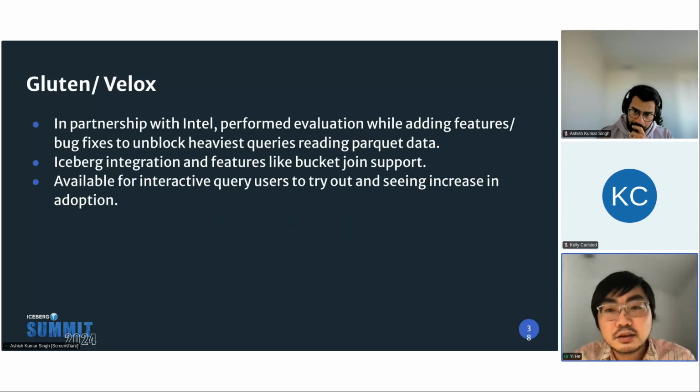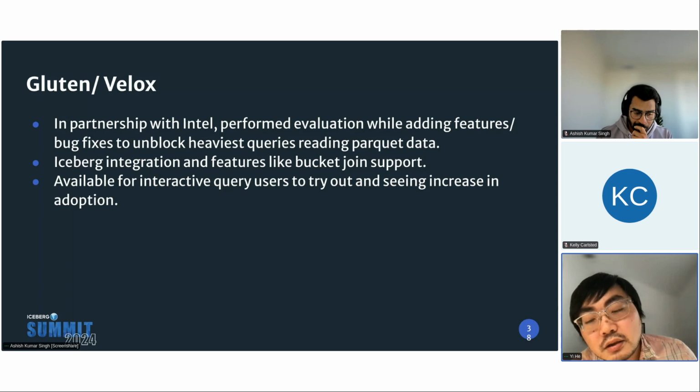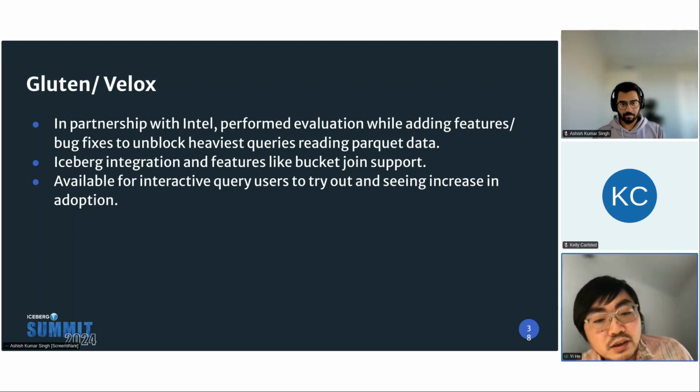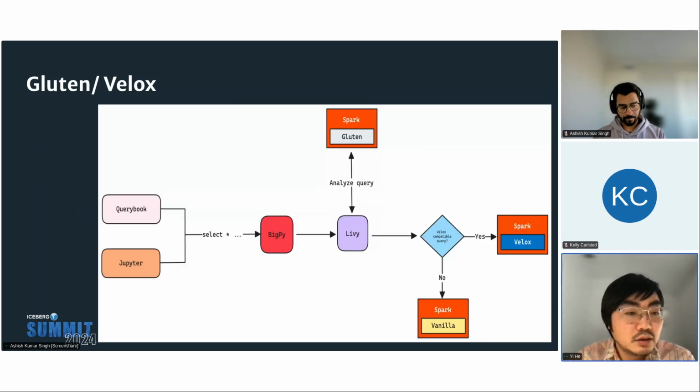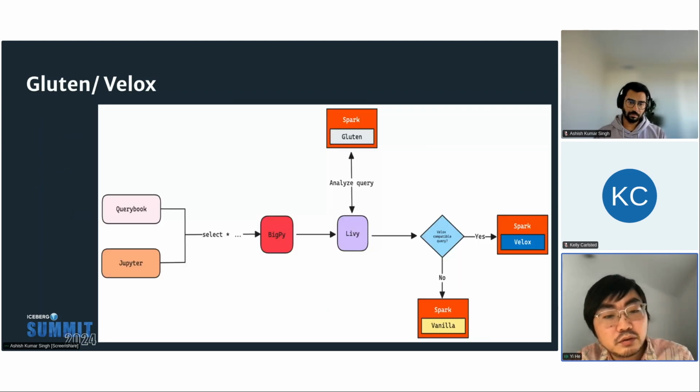We partnered with Intel on adoption of Gluten and Velox at Pinterest. We worked with them on a lot of missing features, bug fixes, and Iceberg integrations. Currently, we enabled it for interactive queries for users to try out, and we are starting to see an increase in adoption.